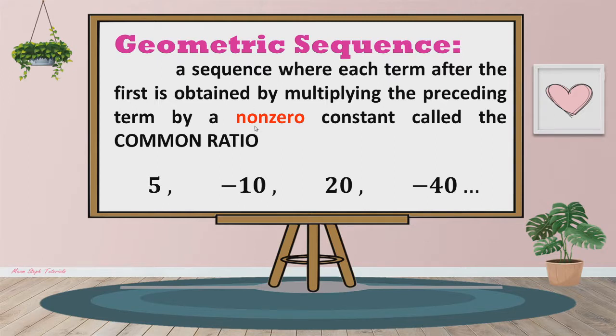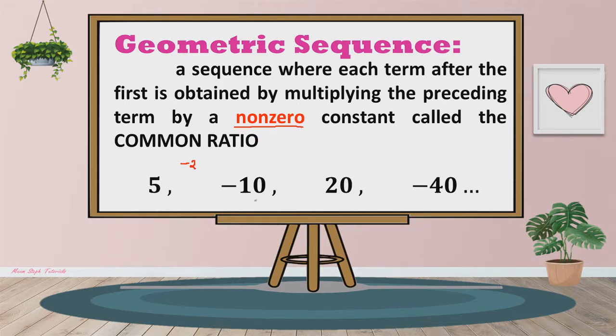Take note na non-zero dapat ang ating common ratio. So, ang common ratio sa geometric sequence na to ay negative 2. Ang tanong, pwede bang maging negative ang ating common ratio? Yes po, pwede pong maging negative. Yung restriction lang po natin ay hindi dapat siya 0. Kaya, when we are going to multiply 5 to negative 2, the result will be negative 10. At yun yung kasunod na term.